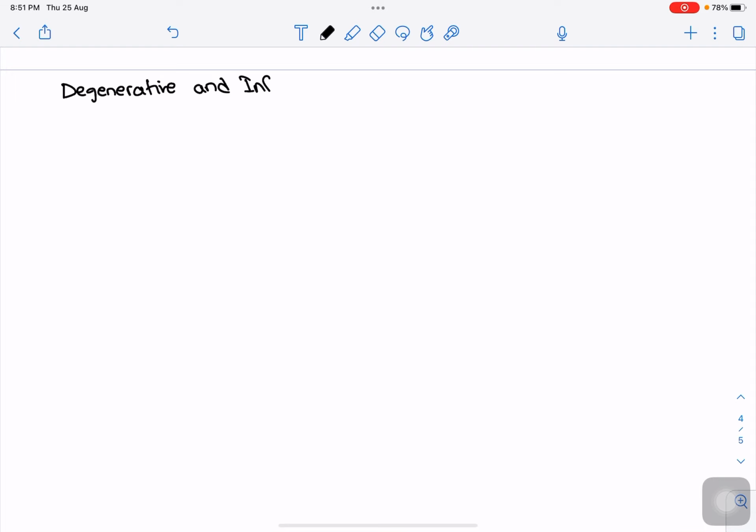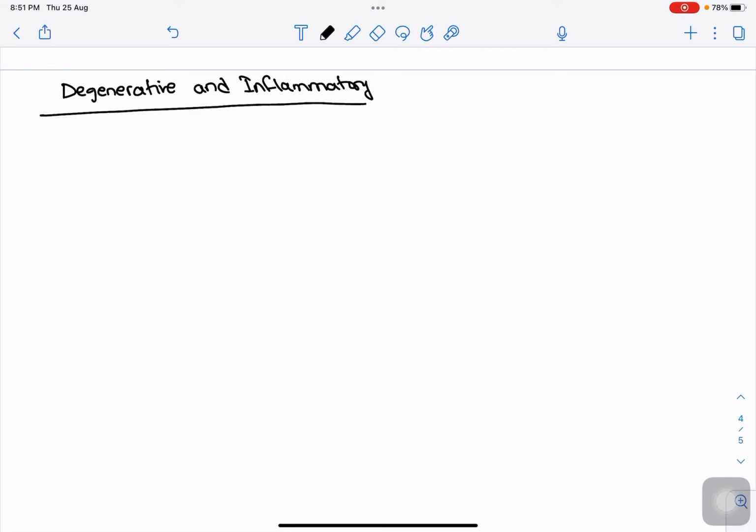So let me start with the basic knowledge that they are covering in the initial part of the chapter. In the first part, they want you to differentiate between a degenerative and an inflammatory joint. So, what do you understand by a degenerative and inflammatory joint?